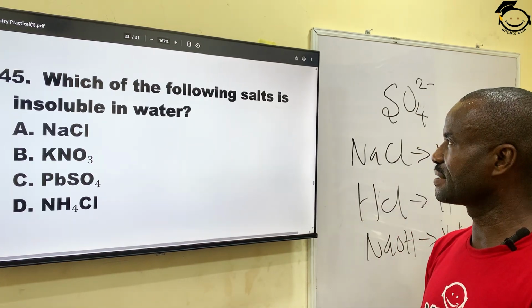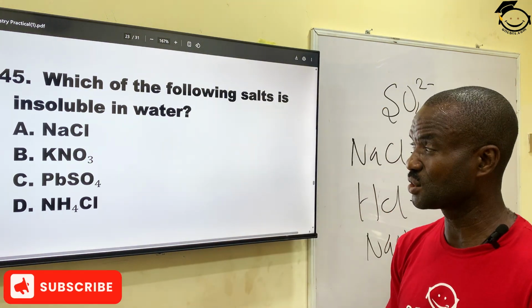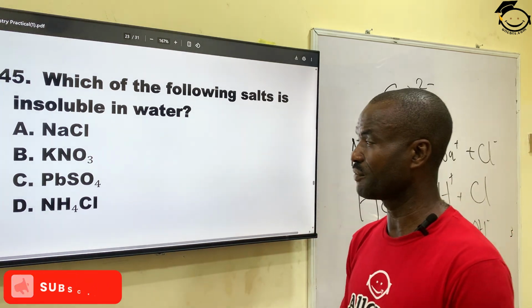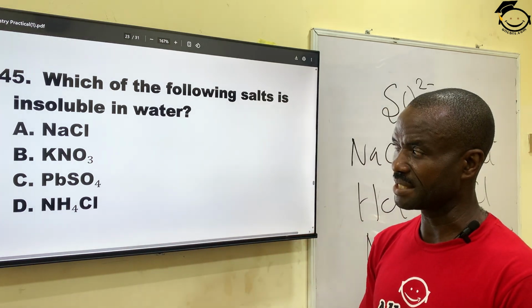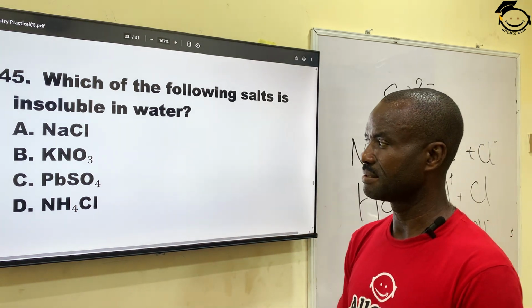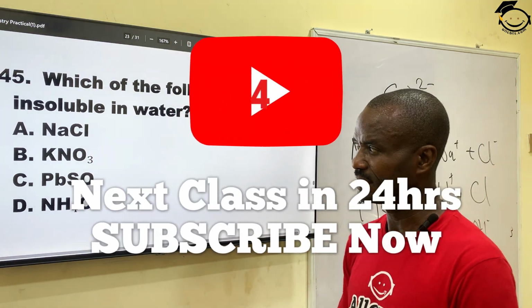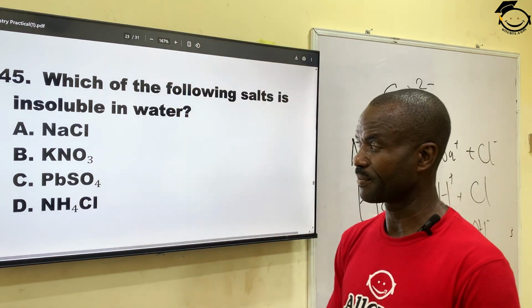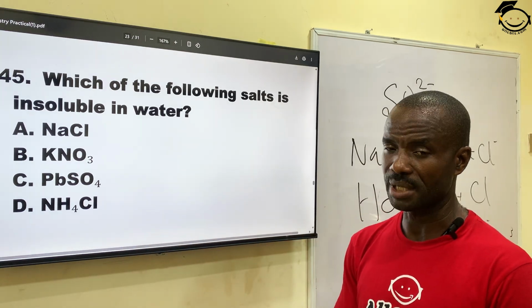Which of the following salts is insoluble in water? Meaning, which of these salts will not dissolve in water? A, sodium chloride. Sodium chloride will dissolve in water. B, potassium nitrate, that is potassium trioxonitrate(V). C, lead(II) tetraoxosulfate(VI). And D, ammonium chloride. All these except lead sulfate are soluble in water. The correct answer is C. C will not dissolve in water.